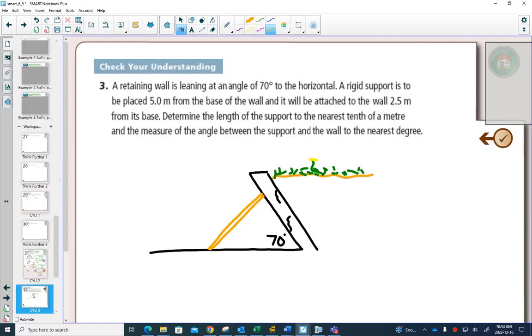That stick is placed 5 meters from the base, so I know that this is 5 meters. 2.5 meters from the base, so that would mean that this length will be attached to the wall. Oh, I even attached it with a blue screw. There we go. Look at that.